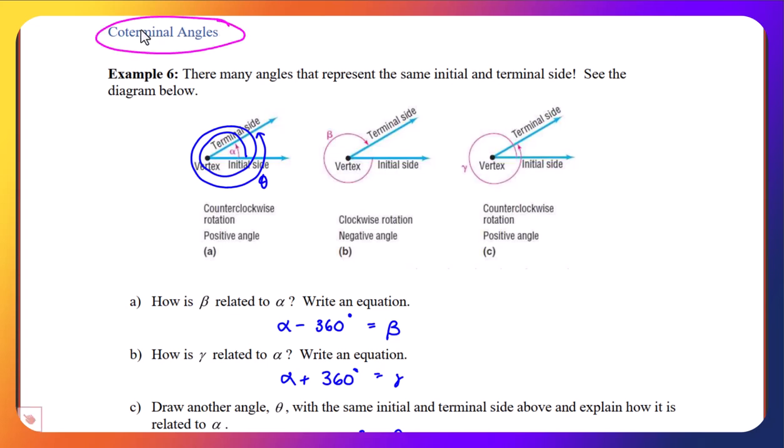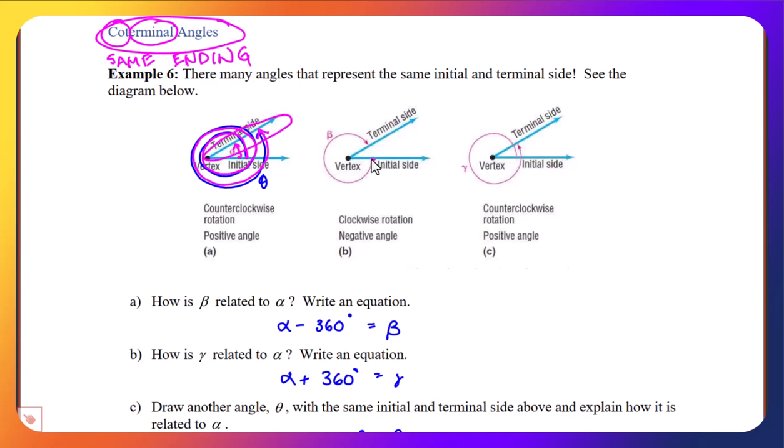Coterminal angles. Co means same, and terminal means ending. And so we can rotate angles but have the same ending. So that if I start here and end here, I can start here and go round and round and round and end in the same place. Same ending.